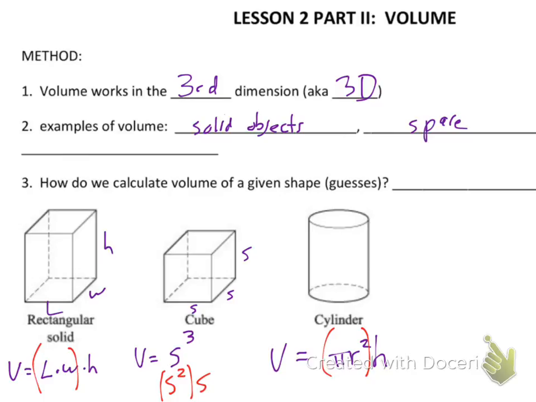What's all inside the red parentheses that I did there? Length and width, s squared, pi r squared. Areas. Areas of what? Where is the circle? Where is the length and width? Where is the s squared? All at the bottom, or the base. So, volume, guys, is area of the base times the height.